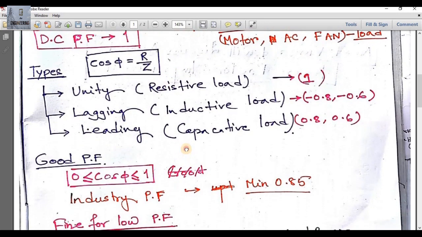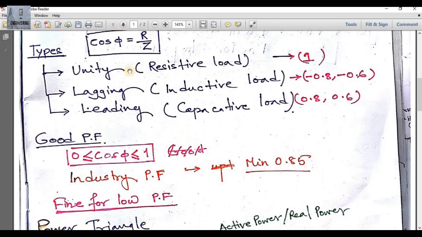Okay, we go to the next topic, the types of power factor.